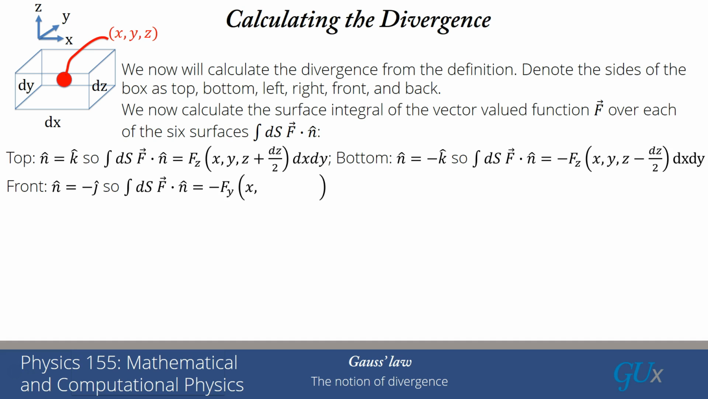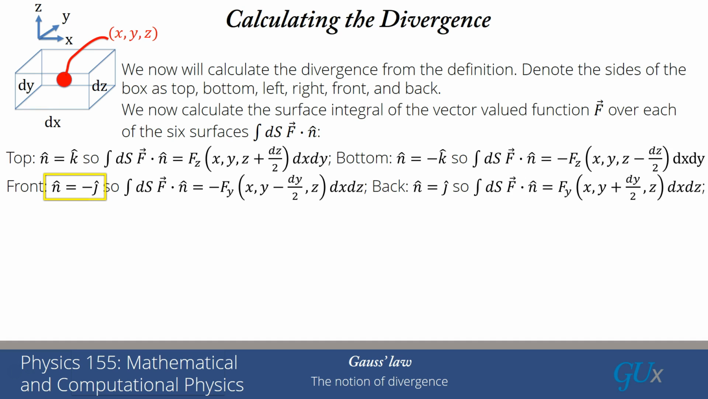So for the front of the box, the unit vector is equal to minus j hat because the y direction is into the paper, into your computer screen. And so I'm going to get a minus fy of x, y minus dy over 2, and z, and then I have to multiply it by that area element. Now it's going to be dx dz that I'm multiplying by. And the back has a normal vector that's equal to j hat, and so it's going to equal fy of x, y plus dy over 2, z multiplied by dx dz.